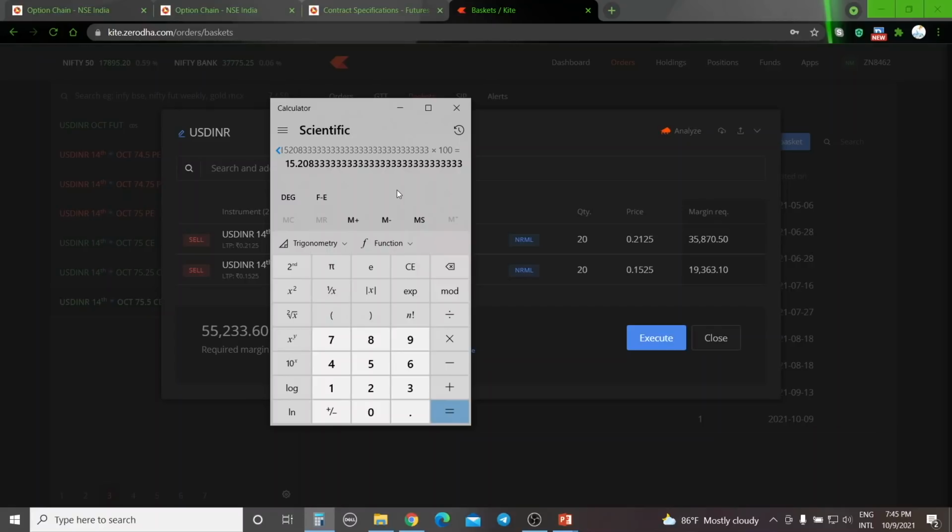Okay, but that is why you must be very careful with this. Very attractive means when you get all these premiums, it is very attractive. But when the position moves against you, the loss will be huge. So be very careful about that.